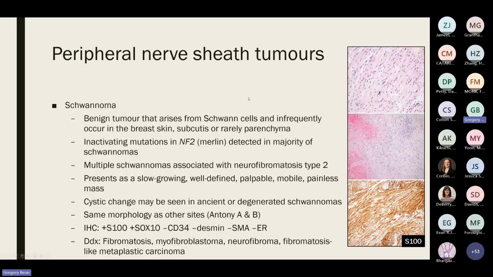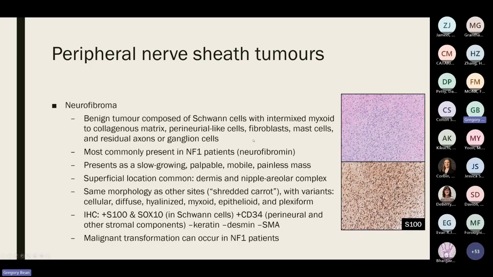Just very briefly, peripheral nerve sheath tumors, schwannomas, similar to other schwannomas seen in other parts of the body. Slow growing, well-defined, mobile, painless mass. You can see cystic change. Same morphology as other sites, positive for S100 and SOX10, negative for CD34, desmin, ER. Same differential diagnosis as other low-grade spindle cell lesions of the breast.